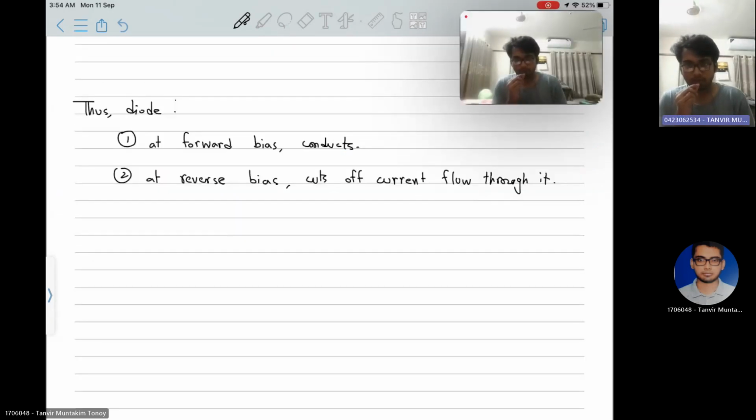To summarize, the diode acts like an electronic switch where at forward bias, or positive voltage, it conducts, creating a shorted path, and at reverse bias, it creates an open circuit where it does not let any sort of current pass. And that's all for PN junction diodes.